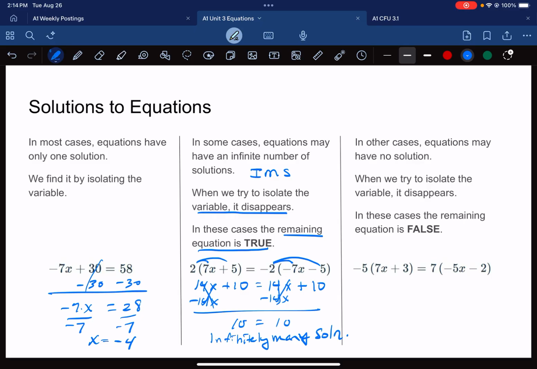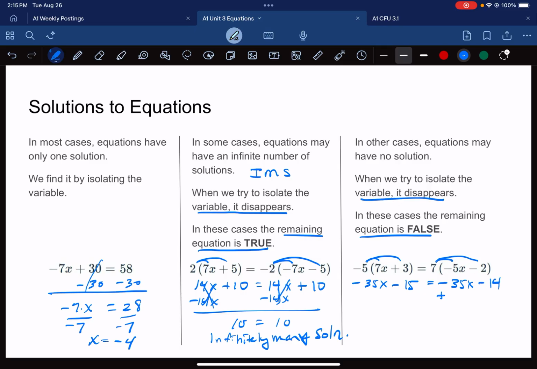But in some cases, you're solving that equation and the variables drop out, but the remaining equation is false. Well, let's see what that looks like. So we're going to distribute on the left, distribute on the right. I get a -35, and there's an x. And I get a -15. I get a 7 times -5, that's negative again, 35x, and I get 7 times -2 is -14.